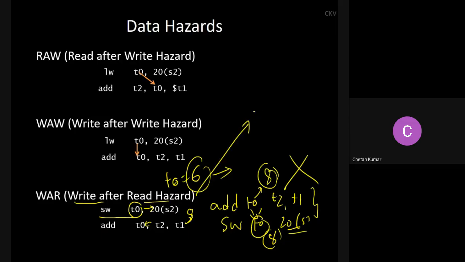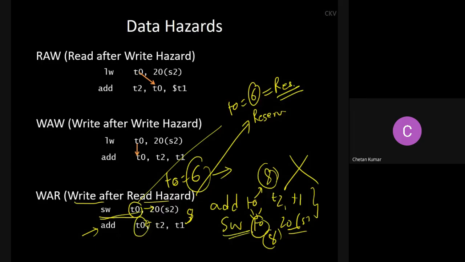This, to some extent, can be resolved with the help of reservation stations. You store the T0 value of 6 in the reservation station, and by the time you are executing this add instruction, you can take this value from the reservation station rather than from the register file. So you update the register file, and if you want to execute this store instruction out of order, the T0 value will be taken from the reservation station, and the add can go ahead and modify the register file without any issue. So this is another kind of hazard.